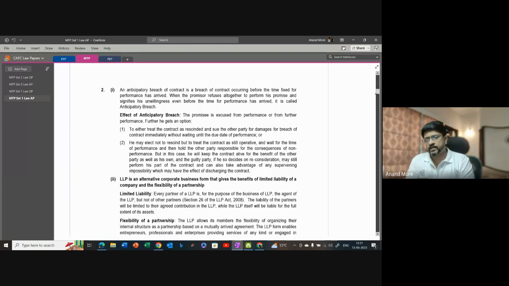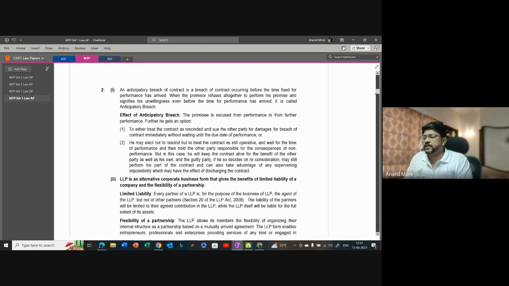You can see in the model answer also, because the question is not asking you to explain anticipatory breach by giving suitable examples. So if you write examples, that's not a problem. But it does not mean that you should have written the examples compulsorily.